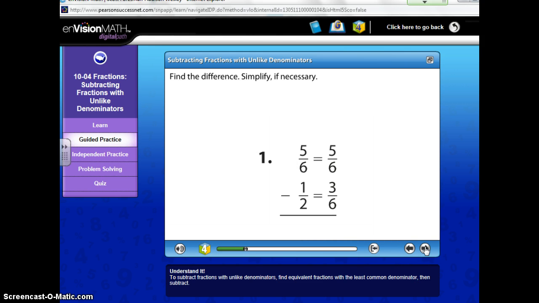Our first problem has the denominator of a 6 and a 2. They did the work for us. They said we're going to choose 6 as our common denominator. Remember, my hint to you is always start with the bigger of the two denominators. So check these two out. Start with a 6. If it'll work, use it. And it will. Who can tell me in their heads how you can subtract these two fractions?